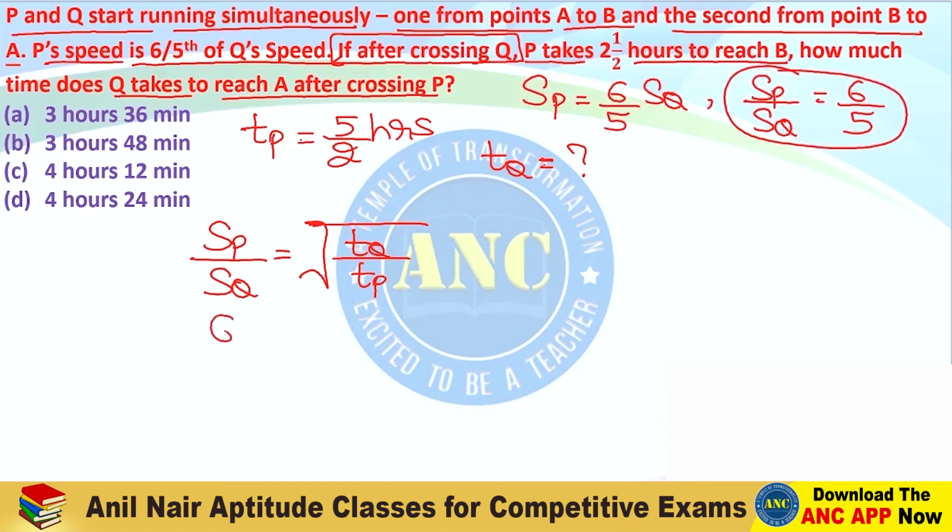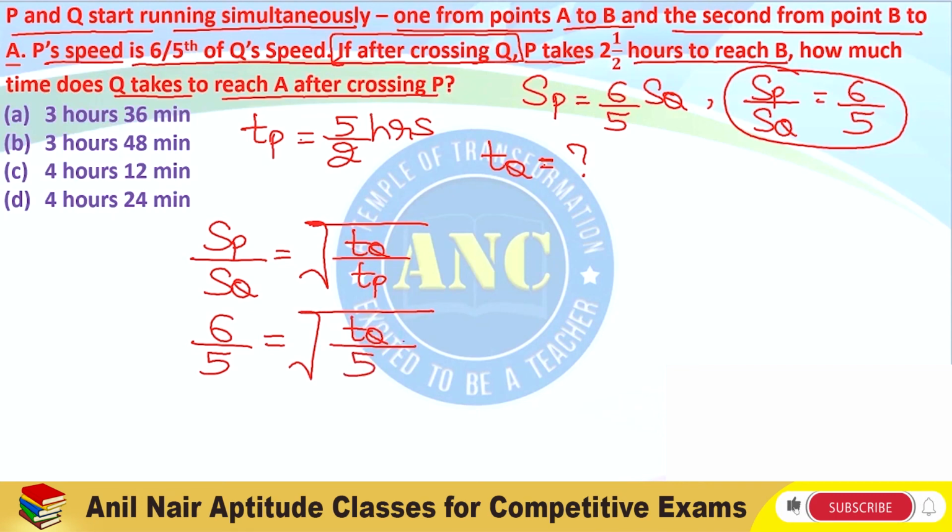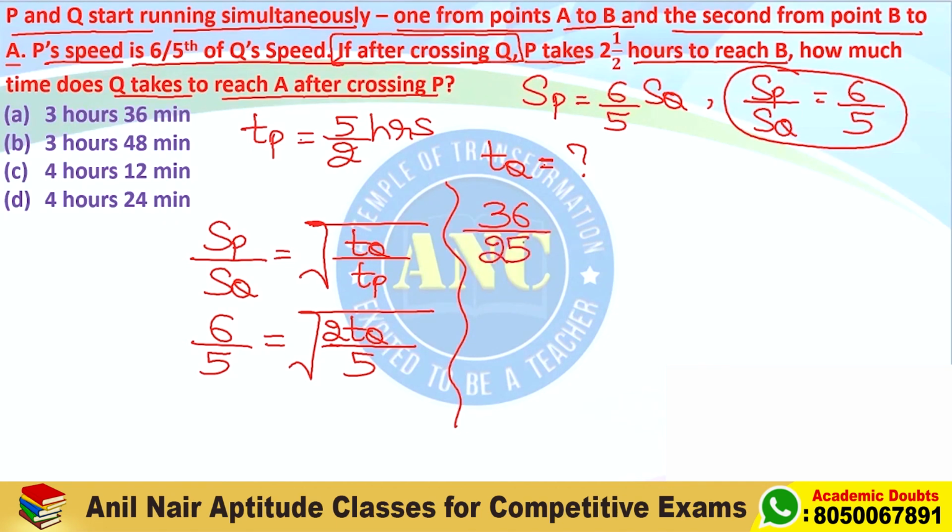Now we know that speed of P divided by speed of Q is 6 divided by 5, which we have already calculated, equal to the square root of time taken by Q, which we don't know, divided by time taken by P, which is 5 divided by 2. That 2 will come to the numerator. Now, if I want to remove the square root, square it on both sides. 6 by 5 becomes 36 by 25 and the right hand side becomes 2 times TQ divided by 5.